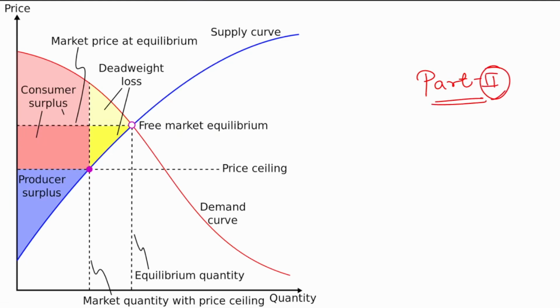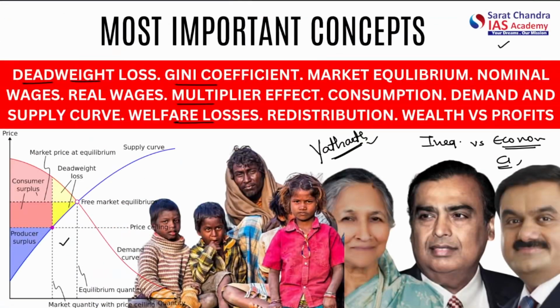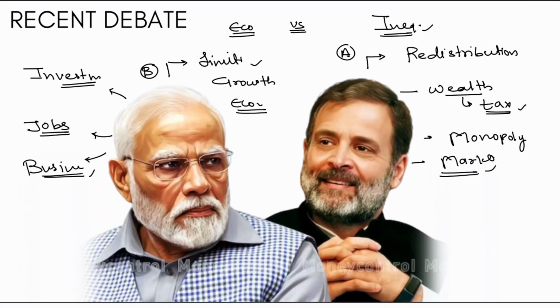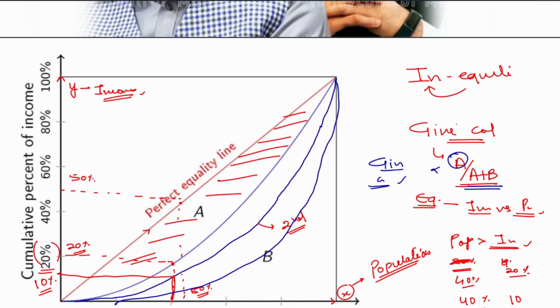In part 1, we studied a lot of economic concepts, so let's revise them all. We talked about the debate of growth versus inequality, the economic growth versus the economic inequality. We talked about the redistribution of wealth, monopoly, market economy, and so on. We learnt about the Gini coefficient.